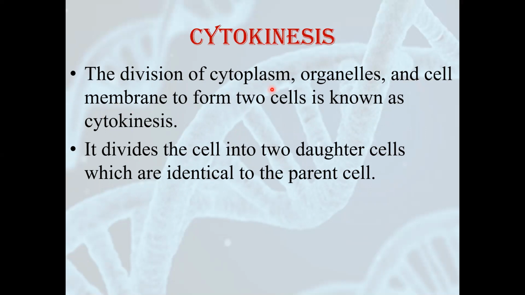So here the cytoplasm will divide, the organelles will divide. The organelles have also become double in amount. So they will divide equally, as well as the cell membrane will also divide, and then 2 new cells will be formed. These 2 new cells are called as daughter cells. And these daughter cells in mitosis are exactly same as the parent cell or identical to the parent cell.